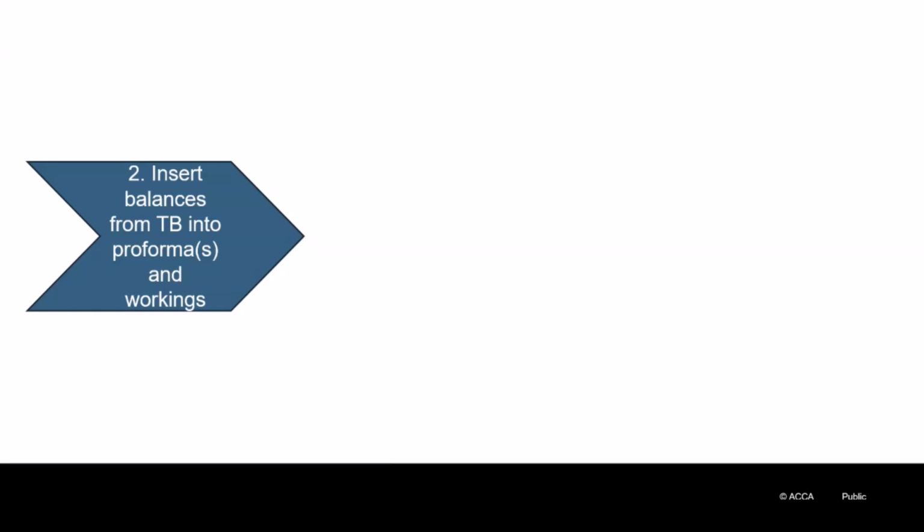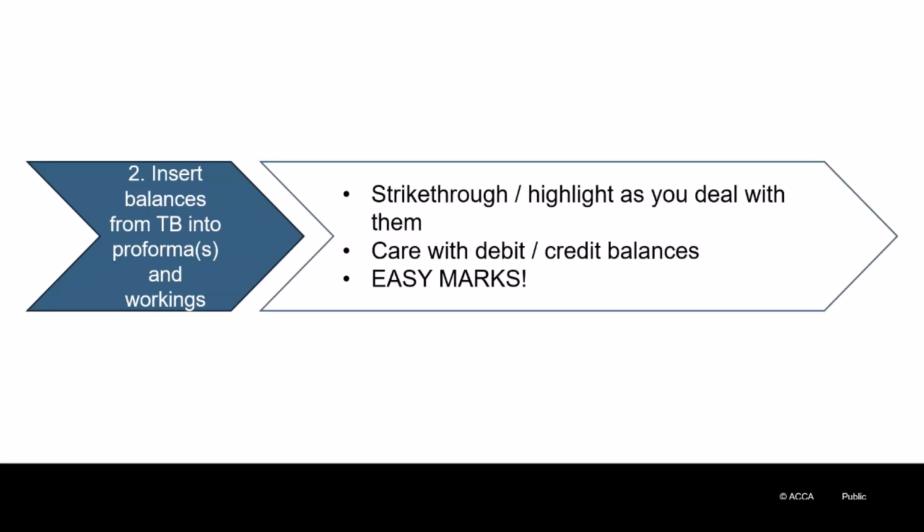Once we have made the format of the trial balance, we need to start inserting balances from the trial balance. In this, as I mentioned, strike through and highlight as you deal with them to make sure you have covered them. Be very careful about debit and credit balances. Like bank balance, you need to see whether it's written on the debit side of the trial balance or the credit side, whether it's positive bank balance or bank overdraft. Same is the case with under or over provision of taxes also. And focus on easy marks first.